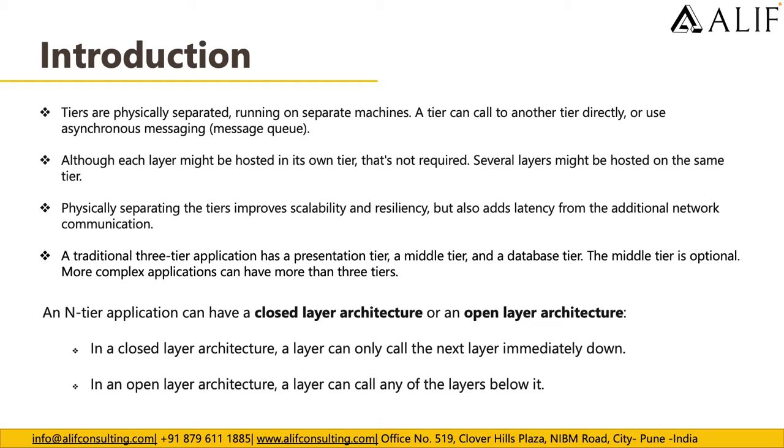An entire application can have two types of architecture. One is called a closed layer architecture, and the second is called an open layer architecture. In the closed layer architecture, a layer can only send a call to the next layer immediately down. So in this case, if you have a presentation layer, a middle layer, and a data layer, your presentation tier can only talk with the middle tier. The presentation layer cannot talk directly to the database.